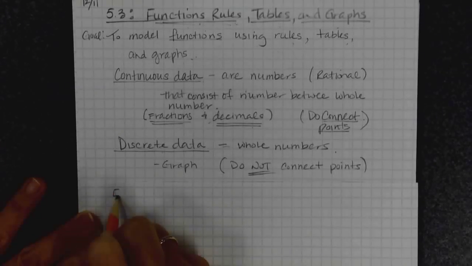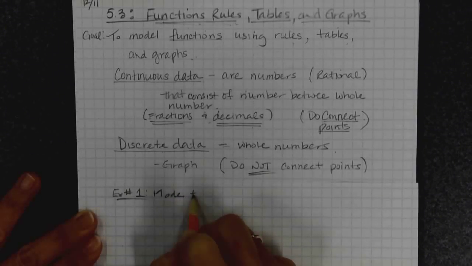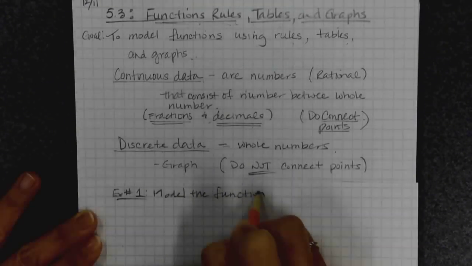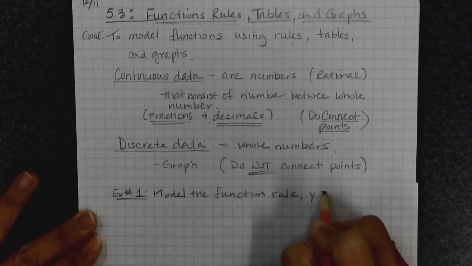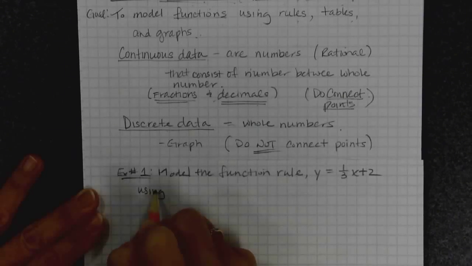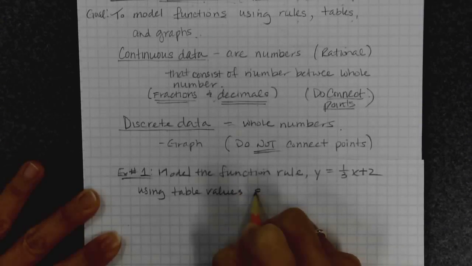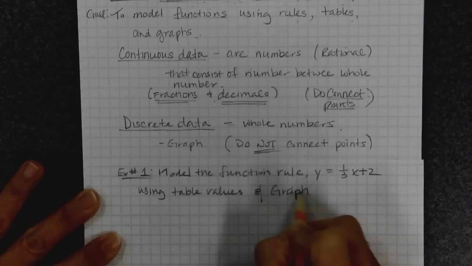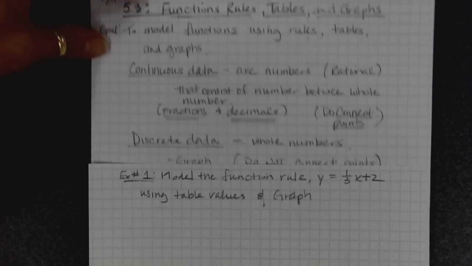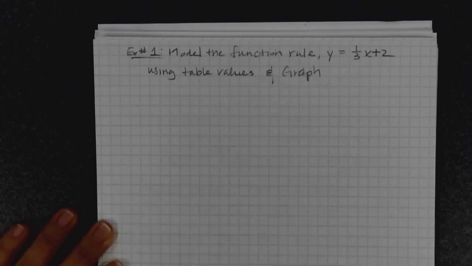So in example number 1 today, we are going to model the function rule, which is y equals 1/3 x plus 2. And using the data, we're going to create a table of values, and we're going to graph. So the numbers I want you to pick for this particular type of problem are going to be most of the time -2, -1, 0, 1, and 2.